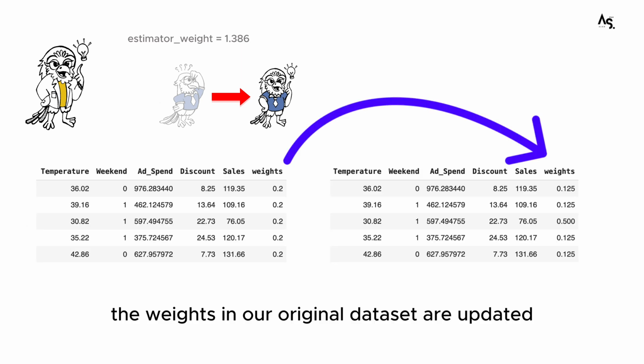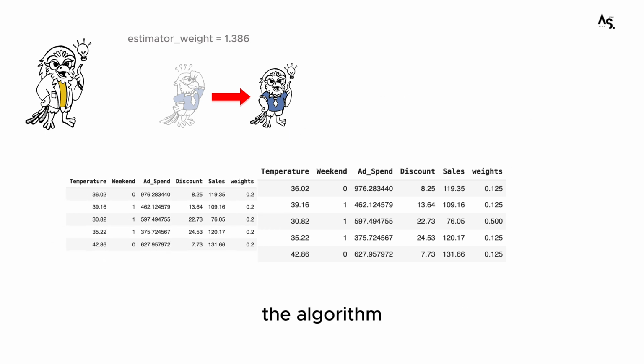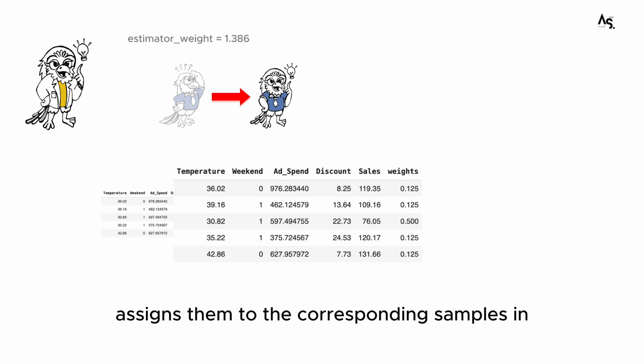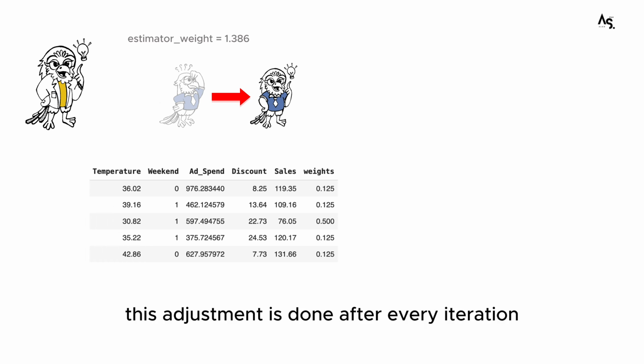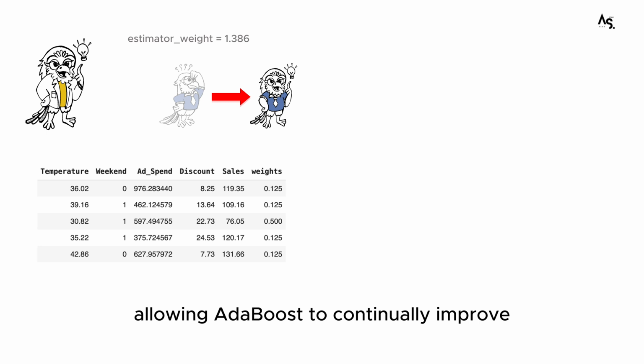overall model. The weights in our original dataset are updated based on the new weights calculated after each iteration. After the new weights are computed, the algorithm assigns them to the corresponding samples in the dataset. This adjustment is done after every iteration, allowing AdaBoost to continually improve by focusing on the hard-to-predict samples, ensuring a more accurate model in the end.